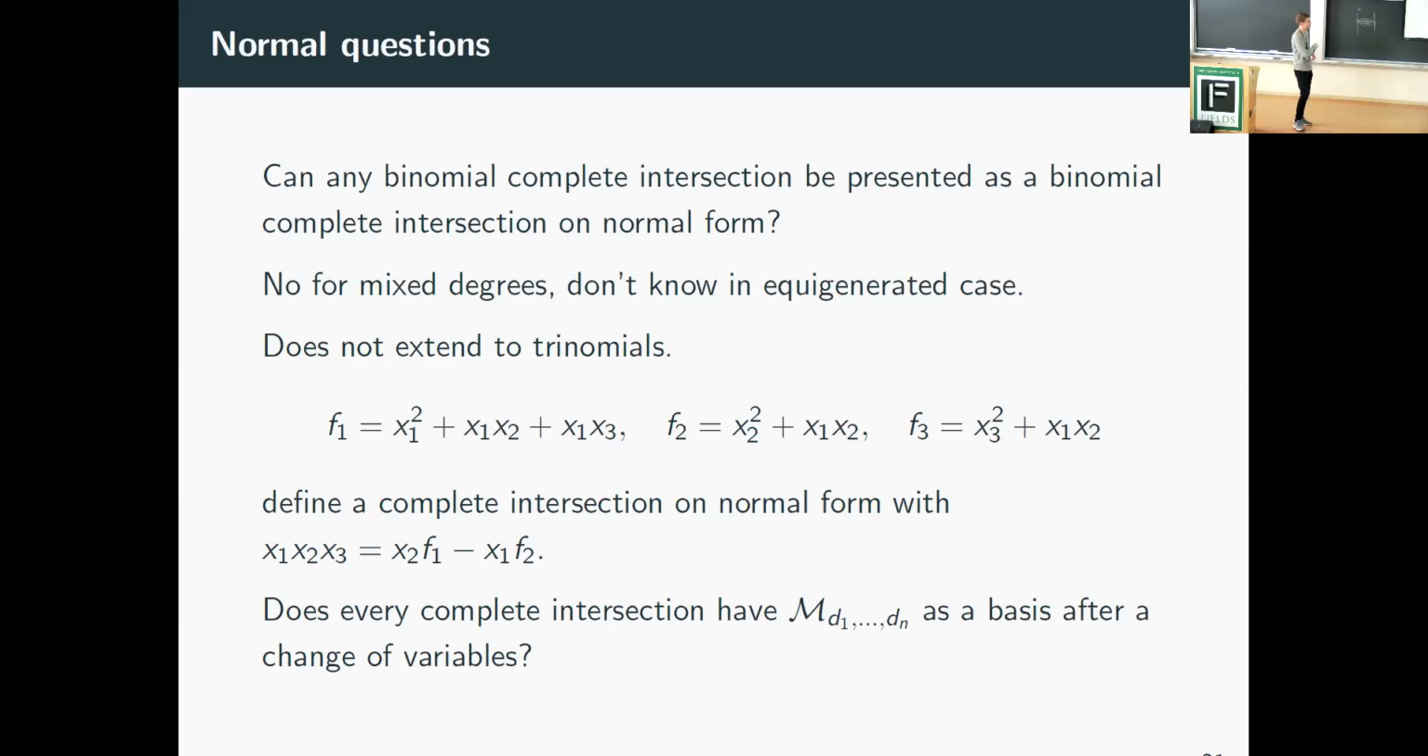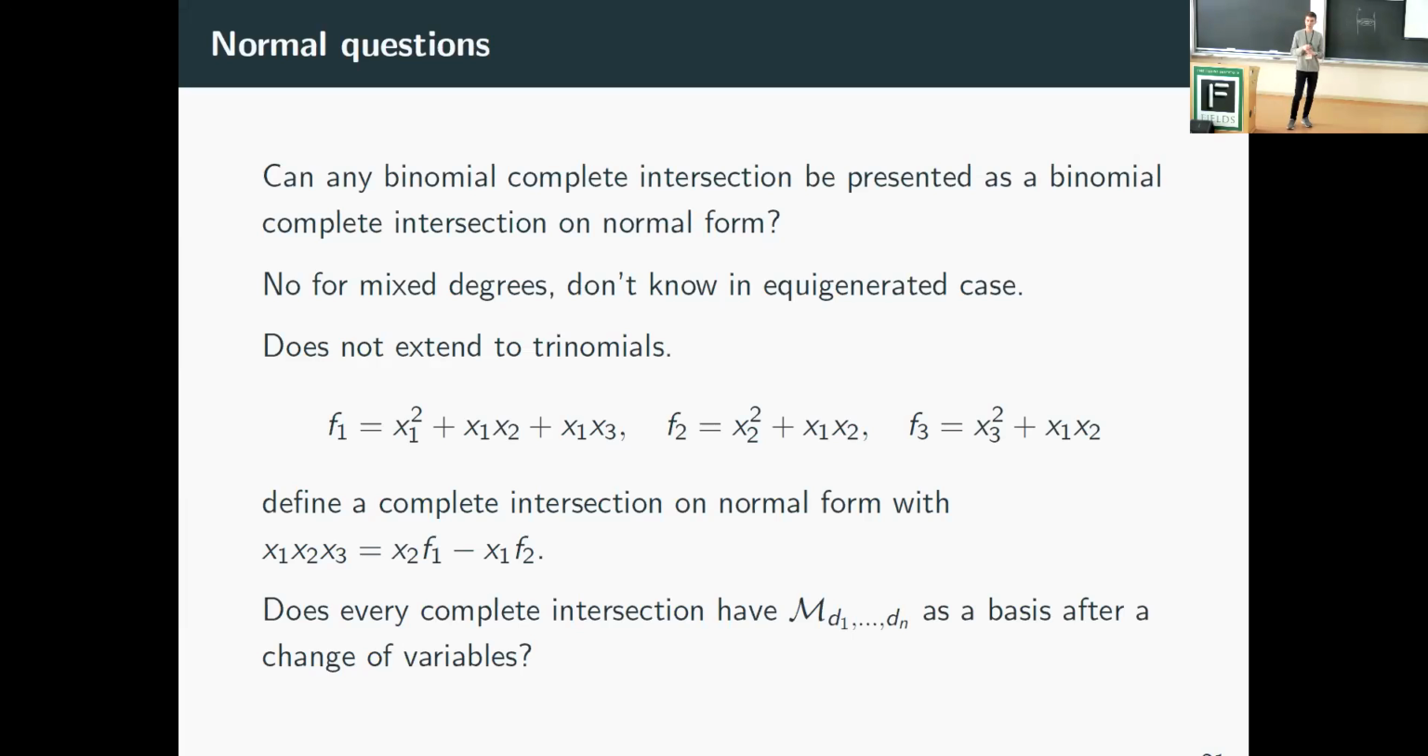So this leads us to a question as follows. Does every complete intersection have this m d1 to dn as a basis after some change of variables? This was first asked in the square-free case in the same paper by Jonsson and others. But looking at our results, we find it natural to ask in general if this can always be shown to be a basis after some change of variables. We don't know.